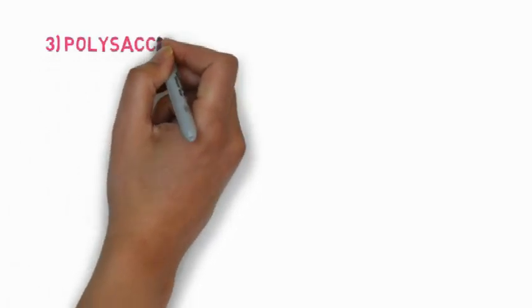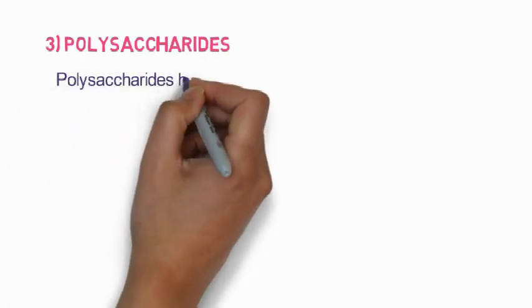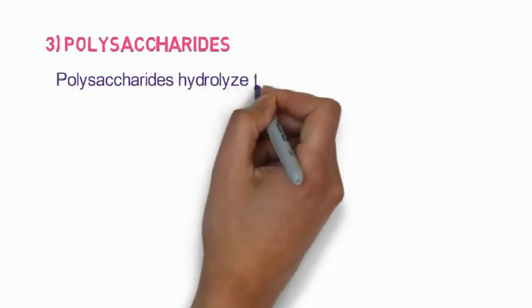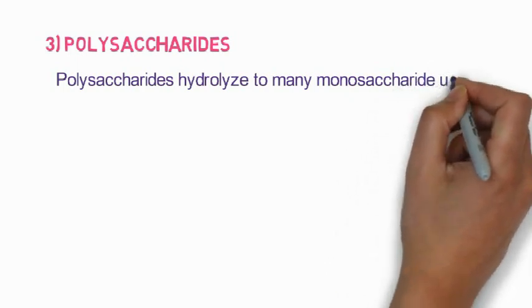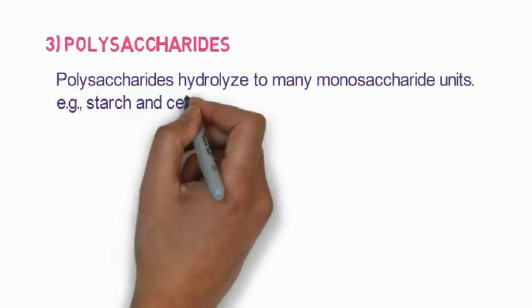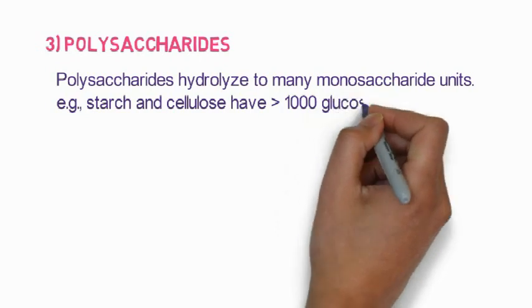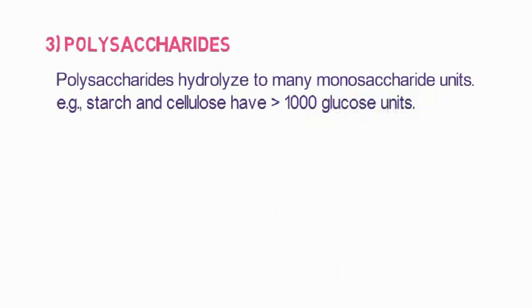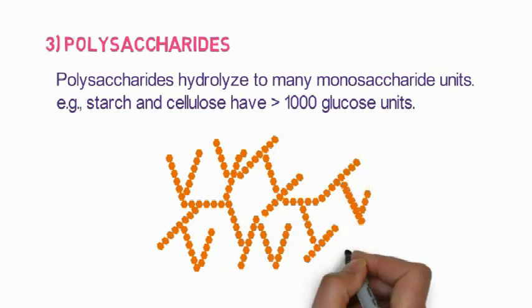The third class is polysaccharides. Polysaccharide is the class of carbohydrate which is made of several saccharide units. Poly means many. Polysaccharides hydrolyze to many monosaccharide units, that is starch and cellulose. These have more than 1000 glucose units. You can see here in this picture there are several glucose units.